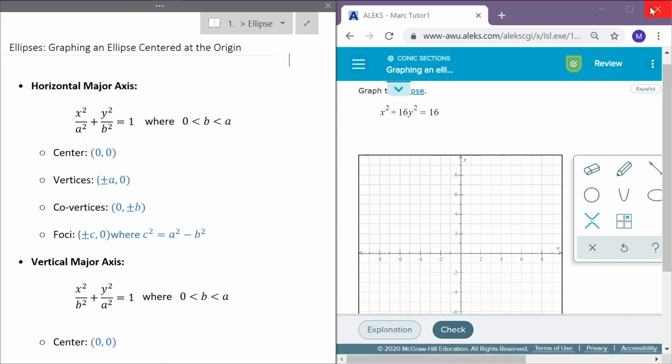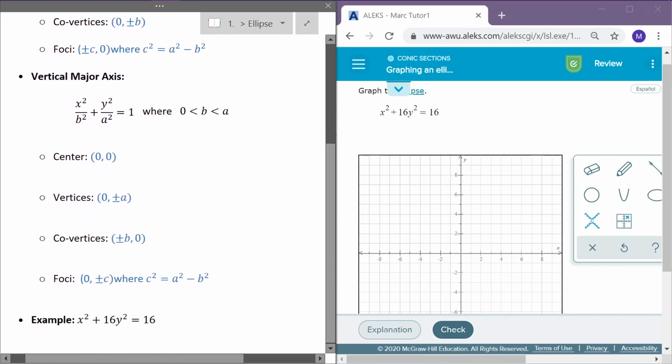Vertices of plus or minus a comma 0, co-vertices of 0 comma plus or minus b, and foci of plus or minus c comma 0, where c squared equals a squared minus b squared.